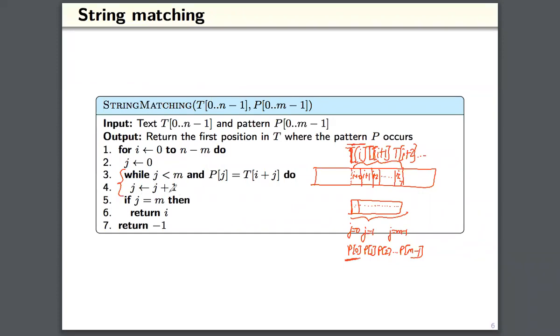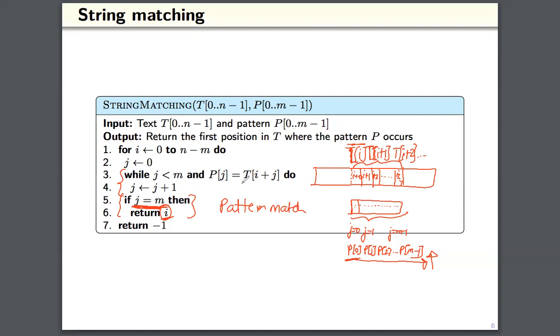Once you come out of the loop, it can be for two reasons. What are the two reasons? The pattern matched or the pattern does not match. If J is equal to M, that means the index went beyond m minus 1, right? So this means there is a pattern match. The pattern match starting from the ith index of the text, so you return I.